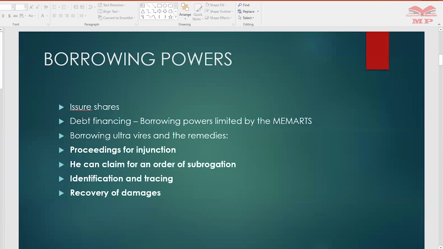We also talk about an order of subrogation. And what is subrogation? You remember, we have talked about this borrowing, the lender having no legal or equitable right about that. But when you claim an order of subrogation, you go into the shoes of a creditor, where if the money is applied in paying off the lawful debts of the company, you as the lender are entitled to step into the shoes of a creditor who has been paid off and be subrogated to their rights.